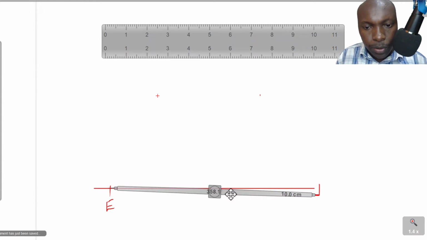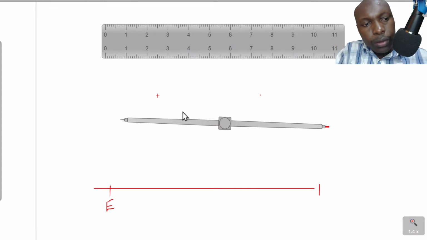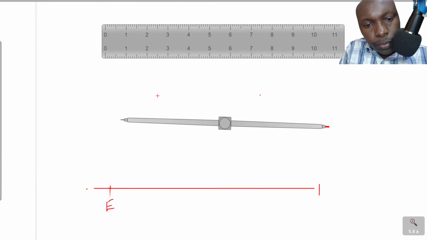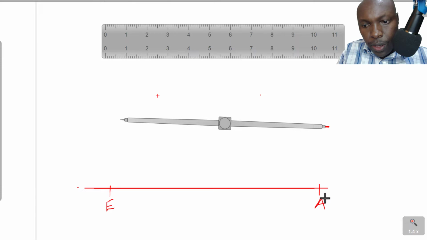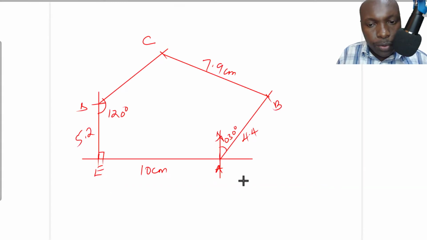So 10 is up to that point. So we'll need to extend this line properly. To extend that, the point A will be there. So this is 10 centimeters. Now from there we will have to construct true north here and construct this 30 degrees at A. So 30 degrees at A.